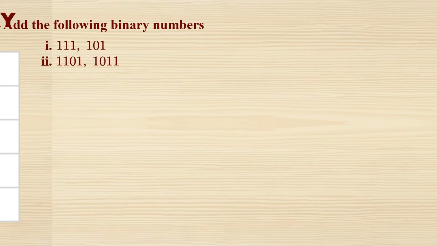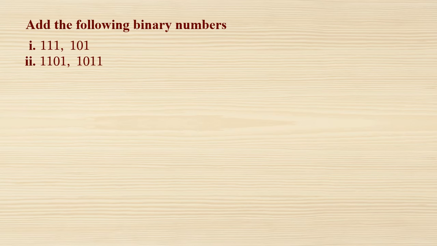In binary system, we can add, subtract, divide, and multiply just like the way we do in base 10. For example, add the following binary numbers. Number 1, 111, 101. Number 2, 1101, 1011. Solution: we arrange them the normal way we arrange numbers in order to add them.